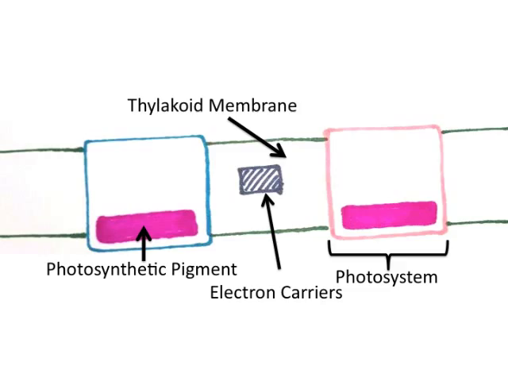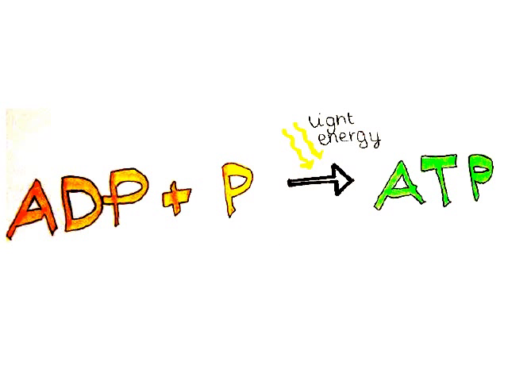There are two photosystems used to absorb light energy. They are connected by proteins that transfer electrons, called electron carriers. Non-cyclic photophosphorylation. This is where ATP is produced from ADP and phosphate using light energy.